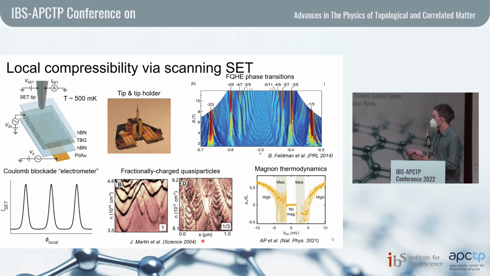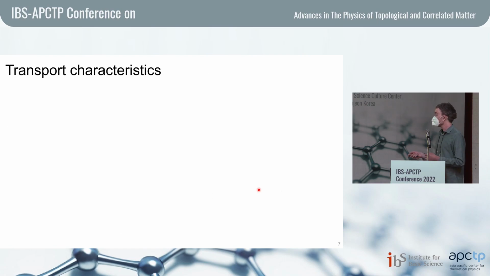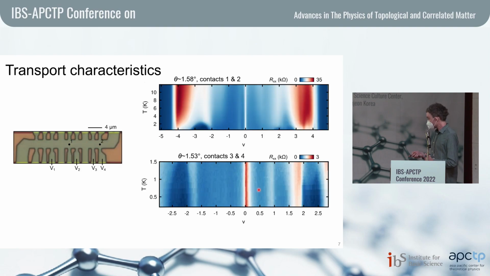We can also study some interesting quantum Hall ferromagnets where we are able to measure a magnon chemical potential, but let me not get into that right now. Okay, so now let me move on and describe some of the basic properties of the device that we studied. This is just an image of the device. It's a long Hall bar geometry.